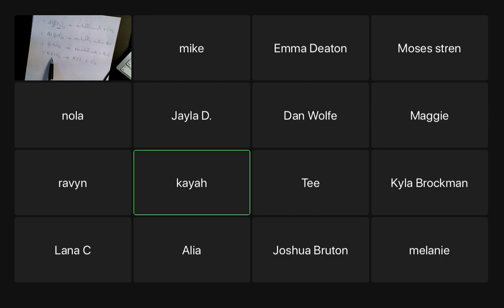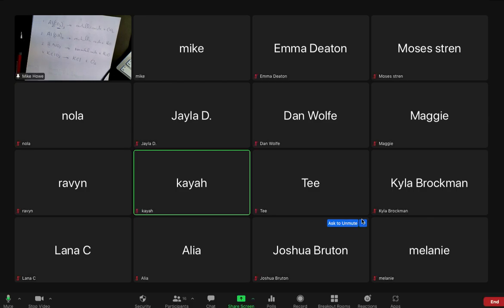And metallic chlorates make a metallic chloride plus oxygen. So we know that it's a metallic chlorate because it has a chlorate ion in it. That's ClO3 down at the bottom.